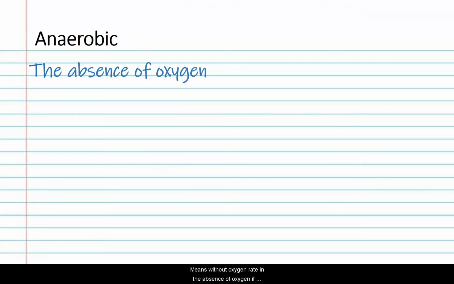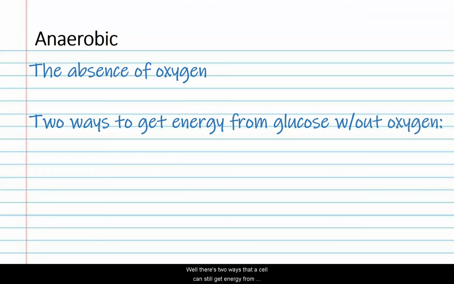Now, the term anaerobic means without oxygen, right? In the absence of oxygen. If oxygen is not available to act as a terminal electron acceptor in respiration, what options does a cell have? Well, there's 2 ways that a cell can still get energy from glucose without using oxygen. The first is simply anaerobic respiration. So you go through that entire series of steps.